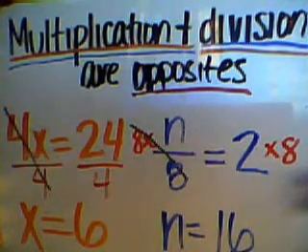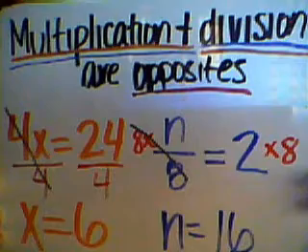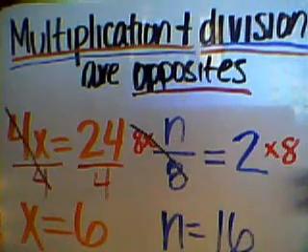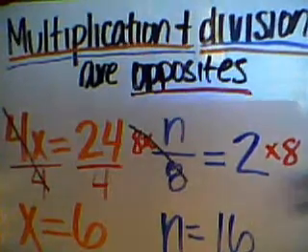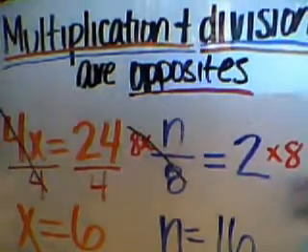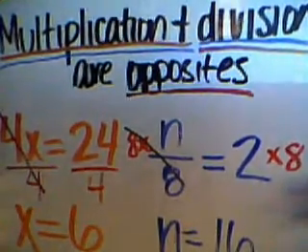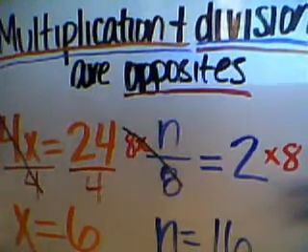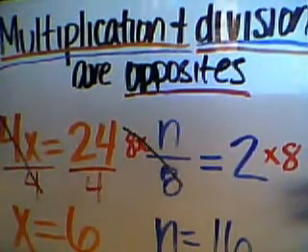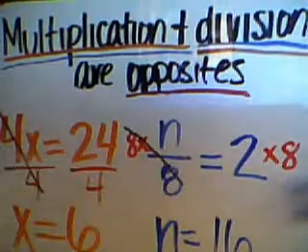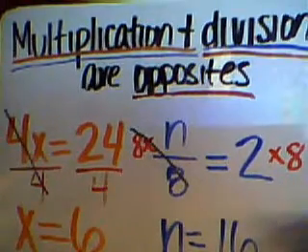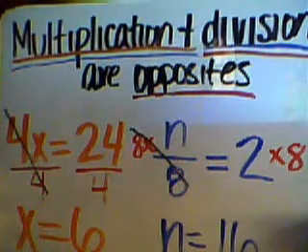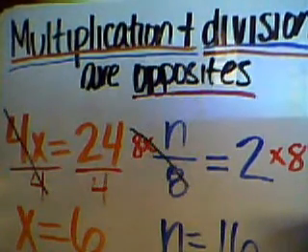Okay? And so on the division side, we're doing the opposite of division, which is multiplication. And so since we're dividing the n by 8, then in order to get n by itself, we have to multiply the n divided by 8 times 8, because 8 divided by 8 is 1. And then going with the n, so just the n equals 2 times 8.